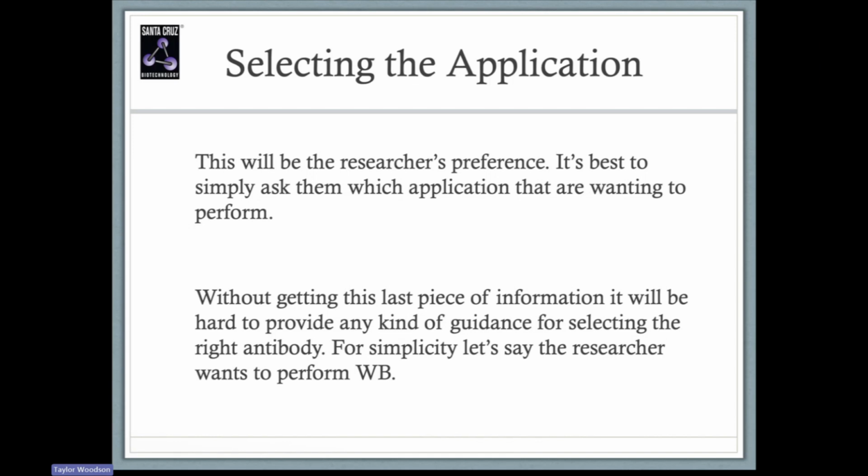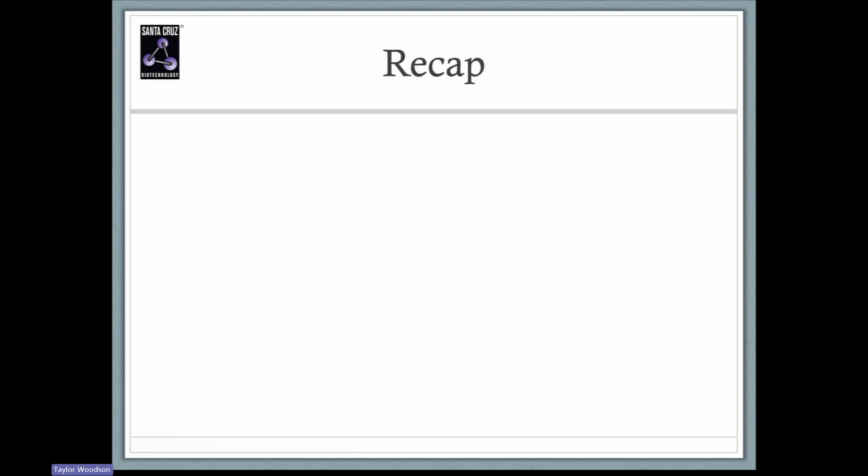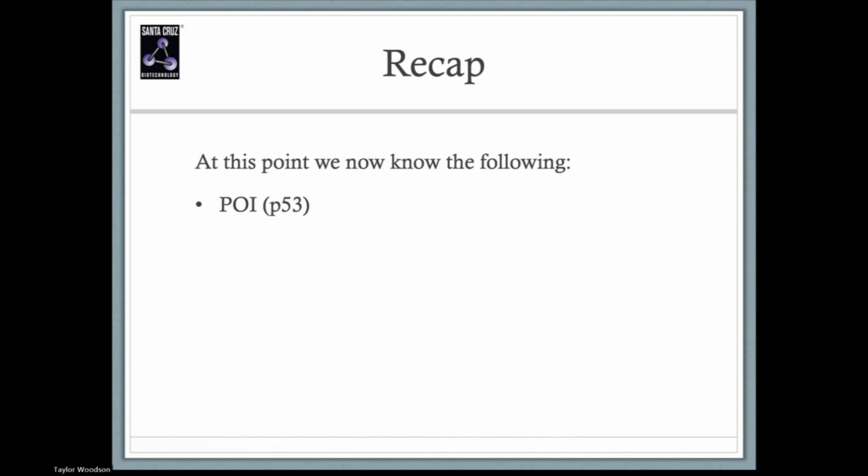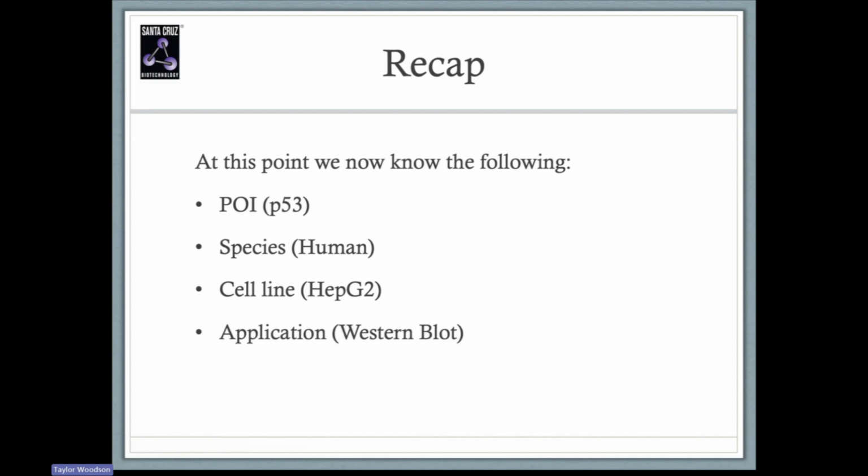Now, I want to keep moving forward with the same example that we've been talking about with the P53. So let's just say that the researcher wants to perform a Western blot. So here's what we know at this point. We know that our protein of interest is P53. We know that the species the researcher wants to work with is human. We know that the cell line the researcher is working with is HepG2. And again, we're just picking these for the example. And then the application is Western blot.